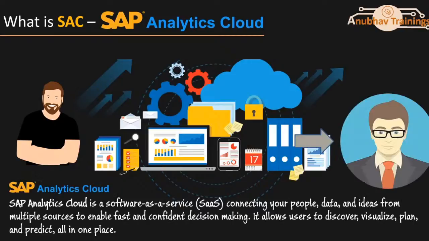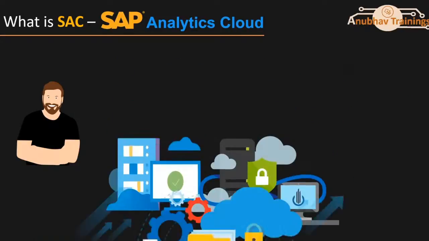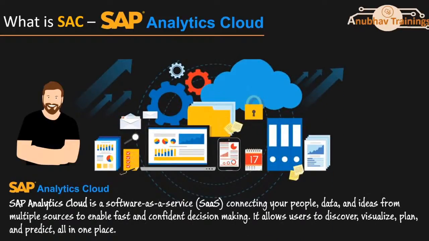And that's where SAP Analytics Cloud comes into the picture. As you see in the definition, SAP Analytics Cloud is a software as a service connecting your people, your data, and ideas from multiple sources to enable fast and confident decision making. If you observe here, the main purpose is to have fast and confident decision making. It allows users to discover, visualize, plan, and predict. These are the top 4 pillars of SAP Analytics Cloud: discover, visualize, plan, and predict, all in one place.